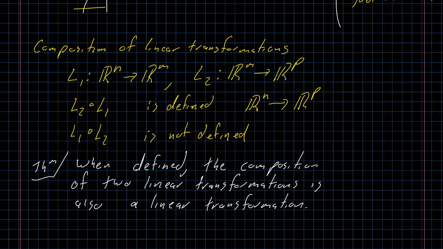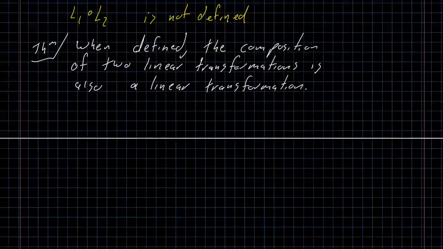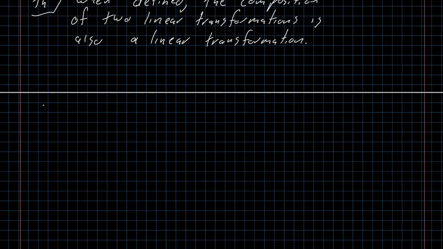All right, so a quick theorem here. When defined, the composition of two linear transformations is also a linear transformation. And the proof of this is, as has been the case in many of the proofs we've done recently, the proof is more interesting than the theorem.